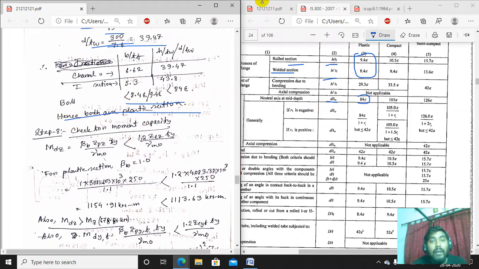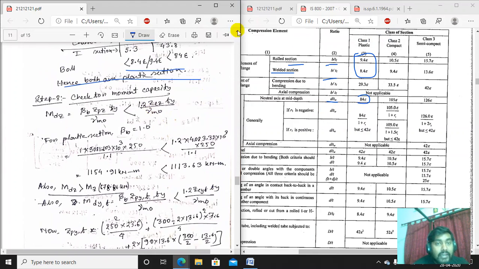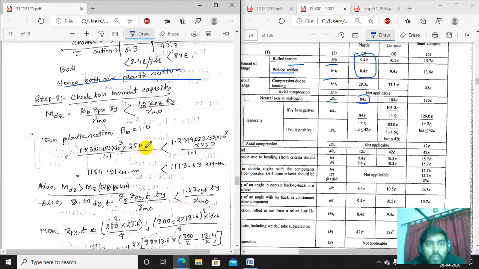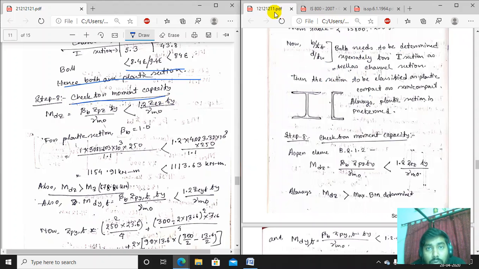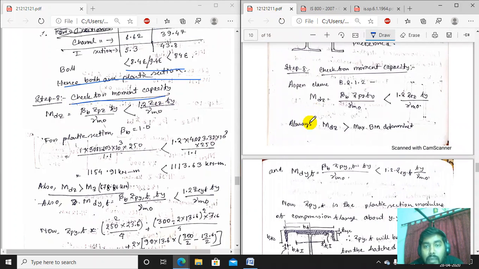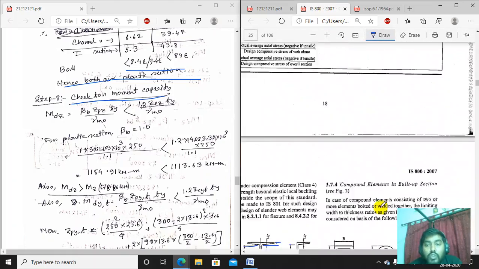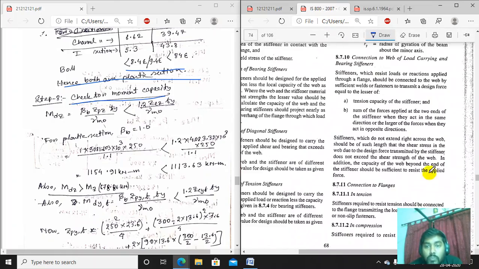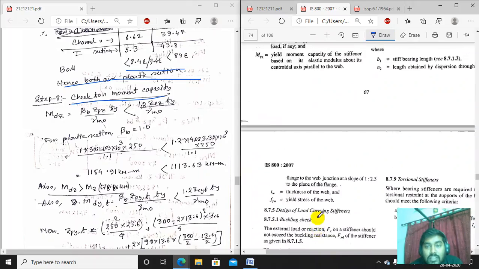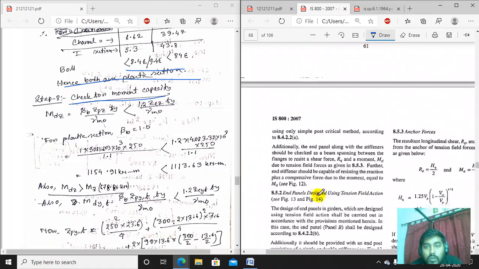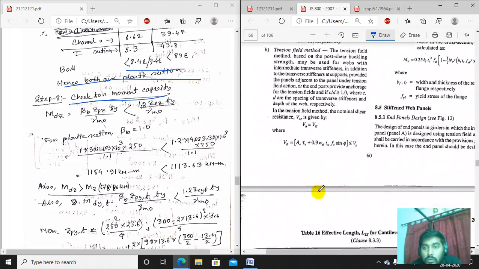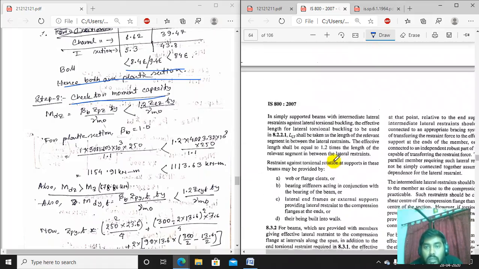Now coming to the moment capacity, I think the moment capacity section we are entering now. So now we are determining the moment capacity. Let us come to the design procedure for the moment capacity formula: Md z is equal to, clause 8.2.1.2, beta b Zpz fy by gamma m0. Let us come to the 8.2.1.2 clause. Okay, I think it is here.